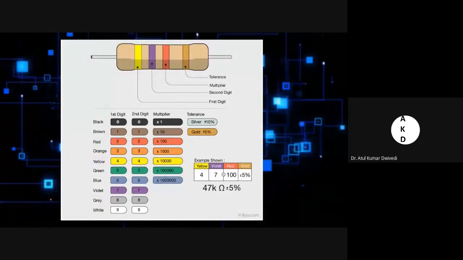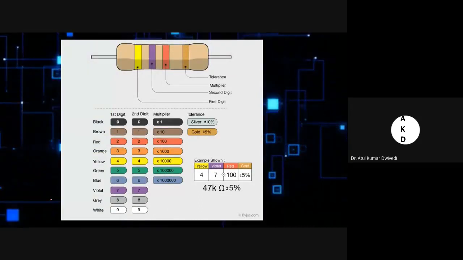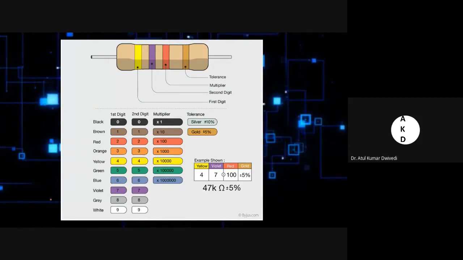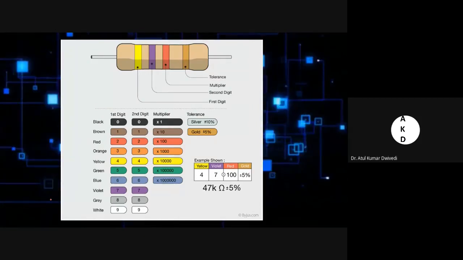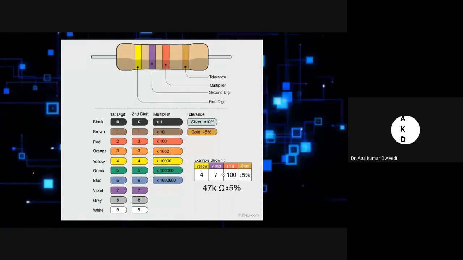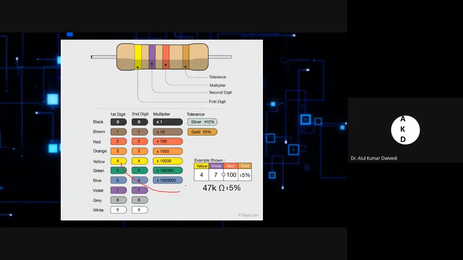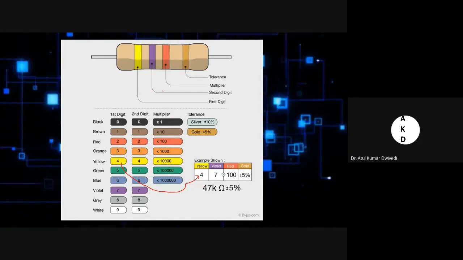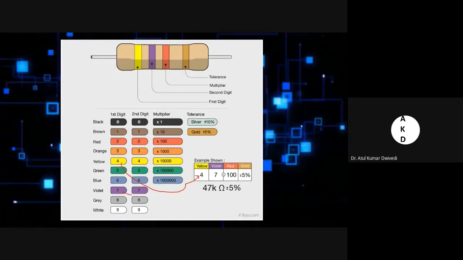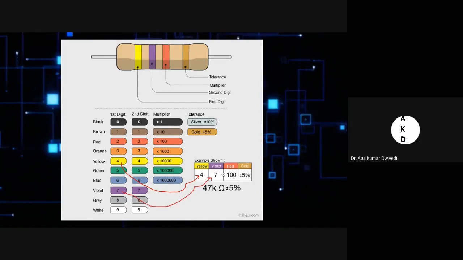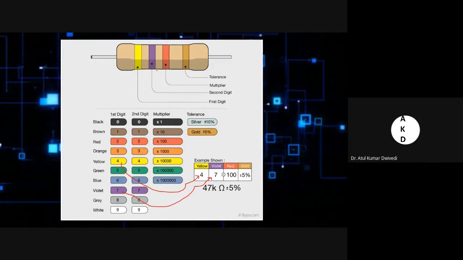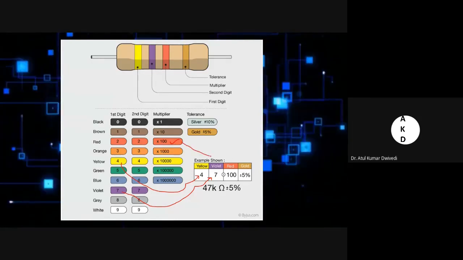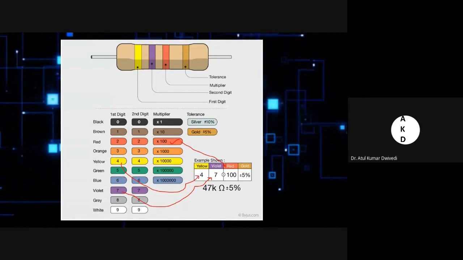So one example is shown here. In this resistance, the first color is yellow, the second color is violet, the third is red, and the fourth one is gold. For the yellow color, the number is 4, so I have taken 4 here. The second digit is violet, and for violet I have 7. And the third is red, and for red the multiplier is 100. So from here the multiplier comes to be 100.